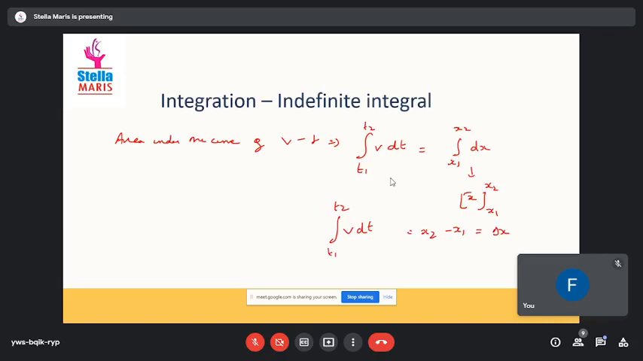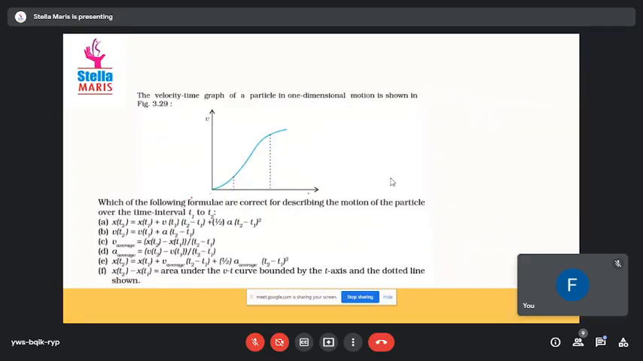So you understand this or not? This is the proof that area under the curve of velocity time graph gives displacement. Yes, sir. Okay. So area under the velocity time graph gives what? Displacement, sir. Very good.